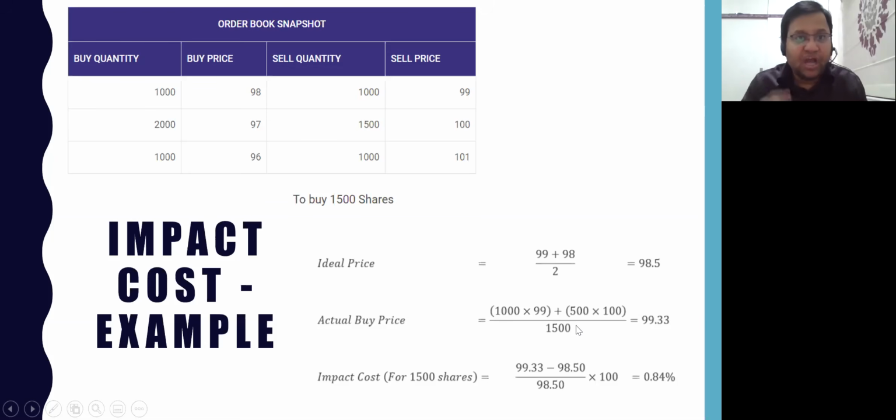Oh my God! Ideal price was 98.5, but you went on buying at 99.33. So the impact cost is called the difference between 99.33 minus 98.5 divided by 98.5 into 100. Impact cost is 0.84%. It is not per annum. It is simple, 0.84%. What is the use of this? Only companies whose impact cost is below 0.5% are going to be included in Nifty.